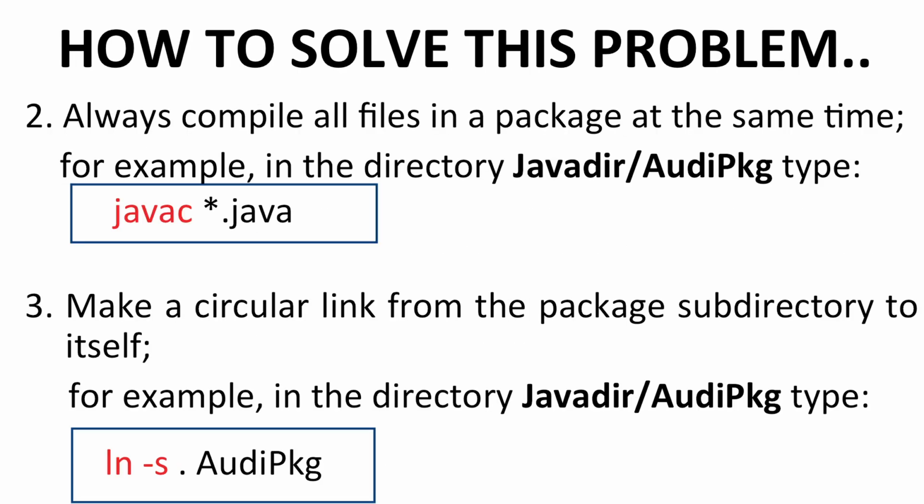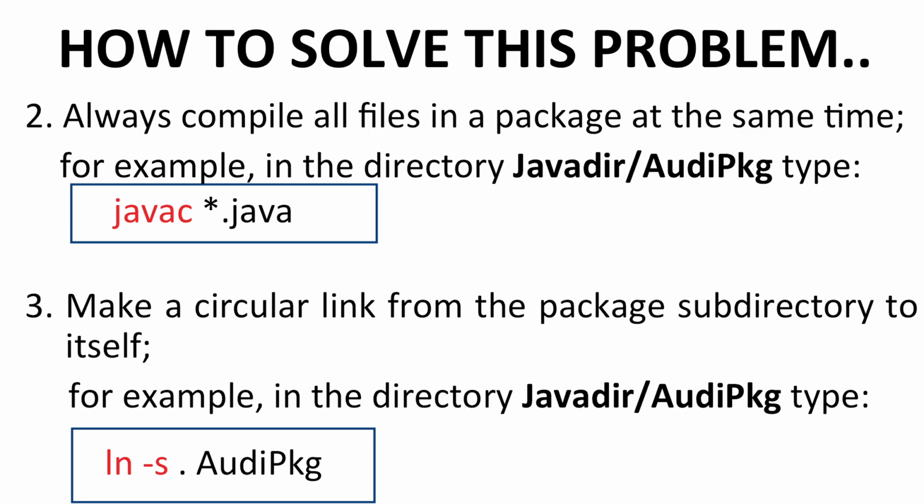Second is always compile all files in the package at the same time. For example, in the directory javadir under it audi package, what do we have to type? We have to write the command as javac *.java. So another method is writing the command javac *.java. It will be covering everything.